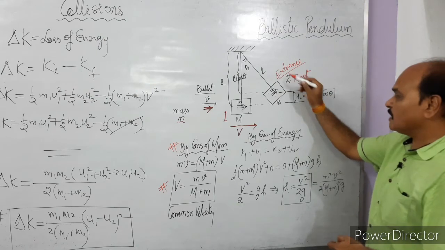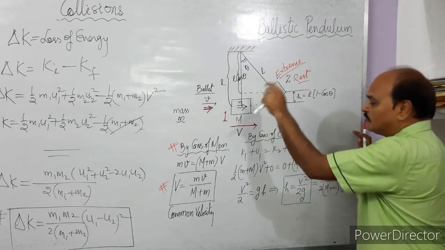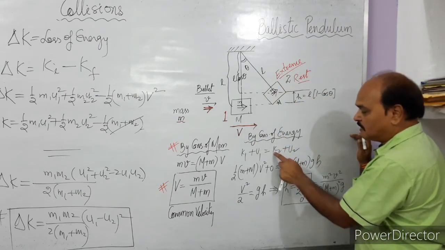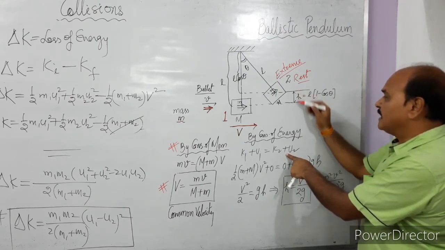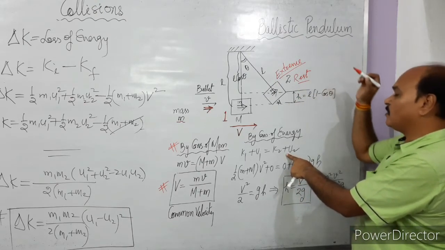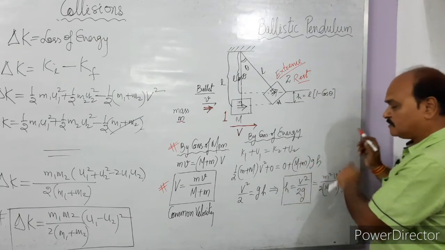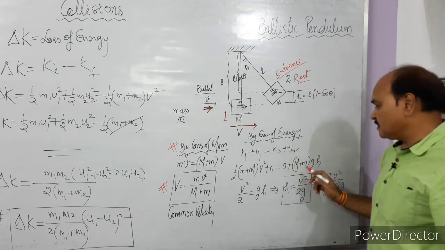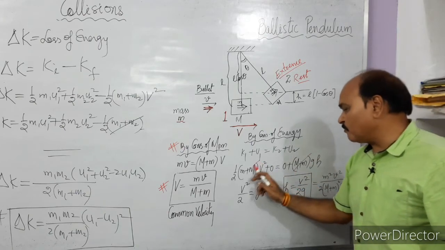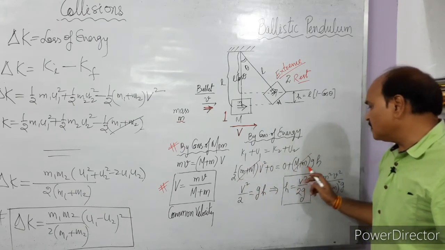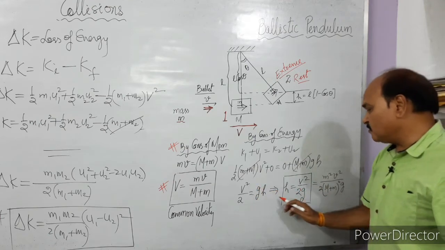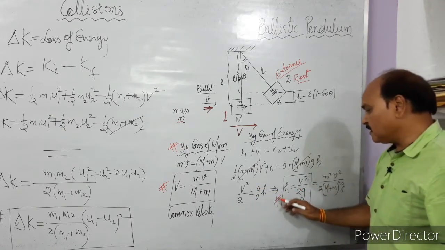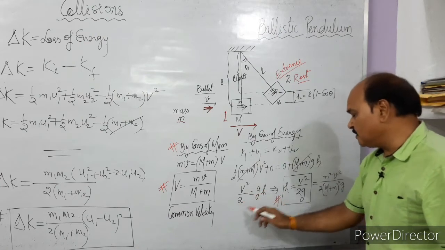When it comes to rest at the extreme position, the kinetic energy of the combined mass becomes 0, that is K2 is 0, and the potential energy is what? (m plus M) g h, the distance h by which it moves up against gravity. So what is this? (m plus M) cancels out. What do we get? V square upon 2 is equal to gh. This simply means h is going to be V square upon 2g.